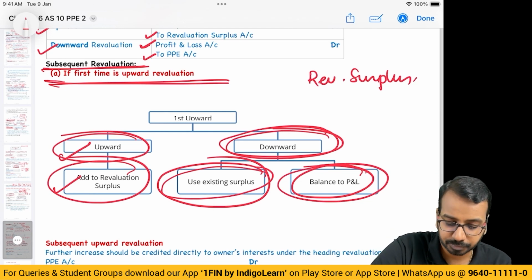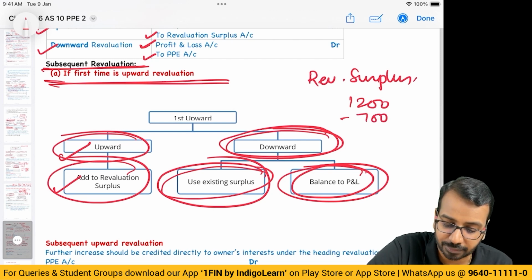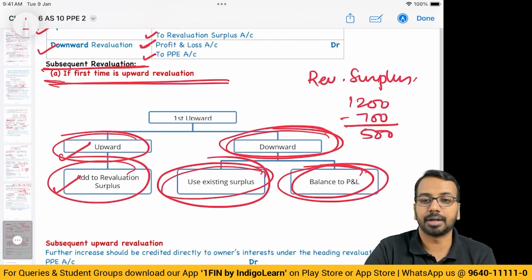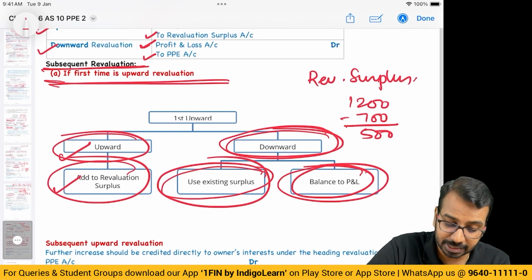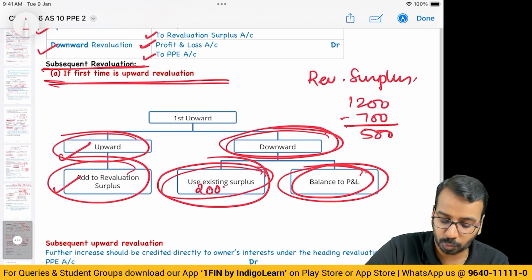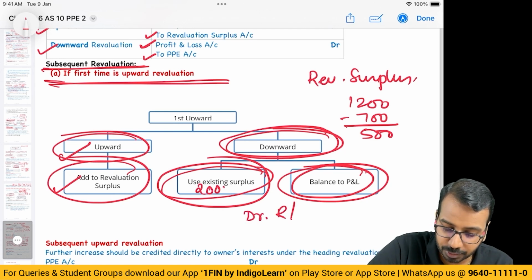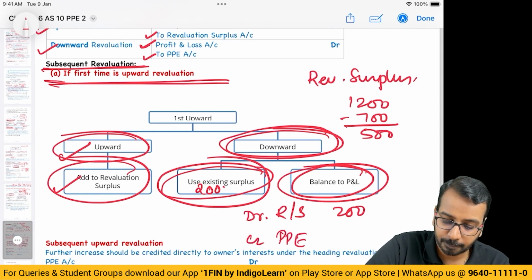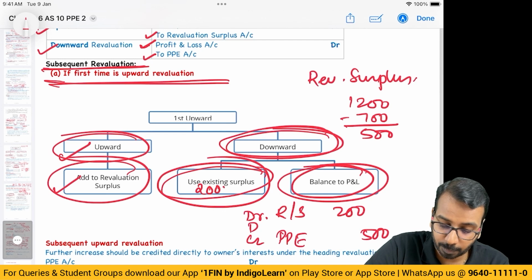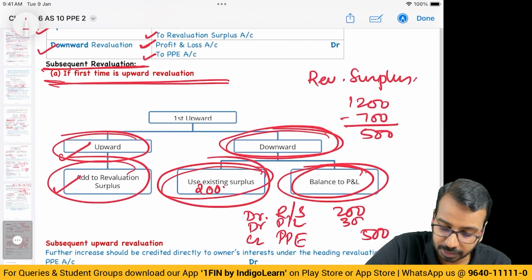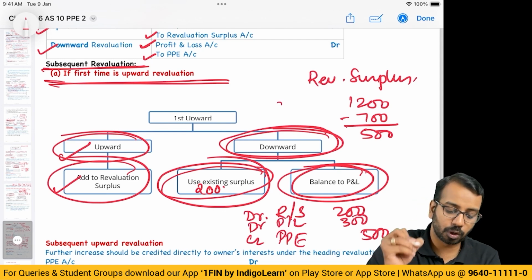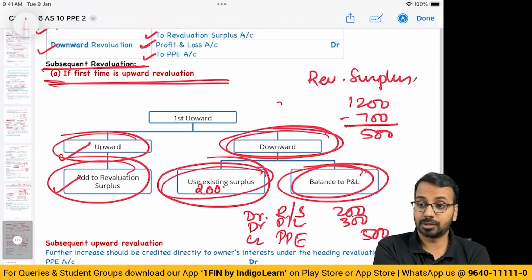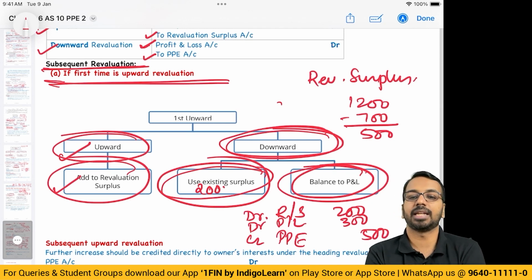For example, from 1200, just for example, we are bringing it down to 700. So what is the loss? 500. Now earlier, we had, let us say, 200 of existing surplus. So what you will do is debit revaluation surplus 200, credit PPE by 500, and the balance you will debit to P&L 300. Okay. So this is what you will do when there is already a revaluation surplus. First you will exhaust the revaluation surplus and then you will transfer anything else to P&L.